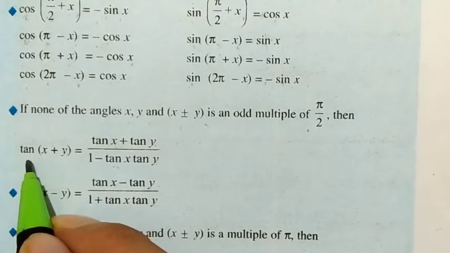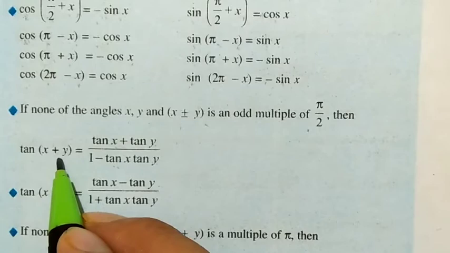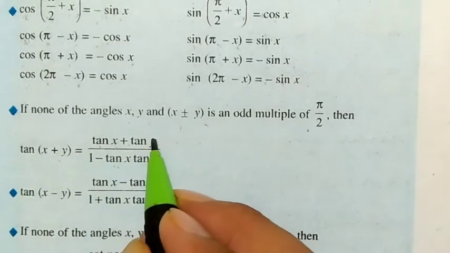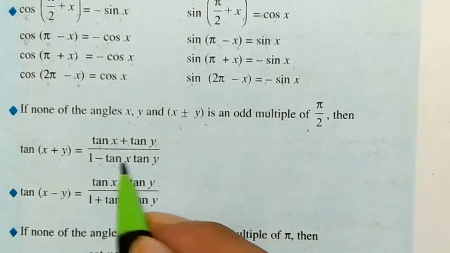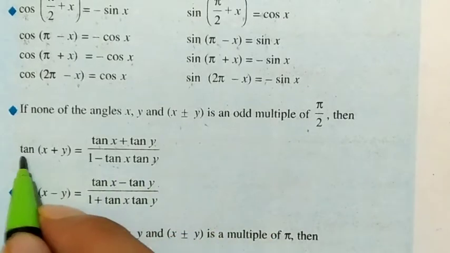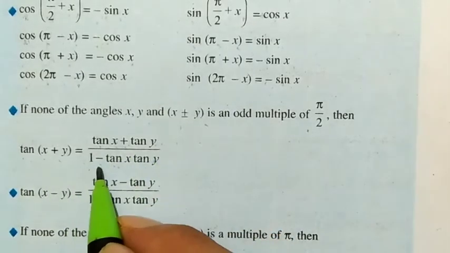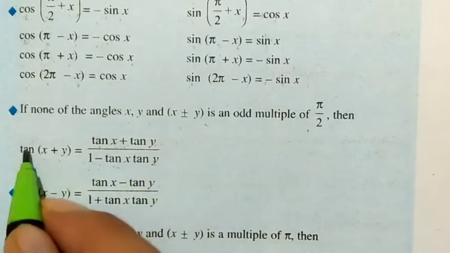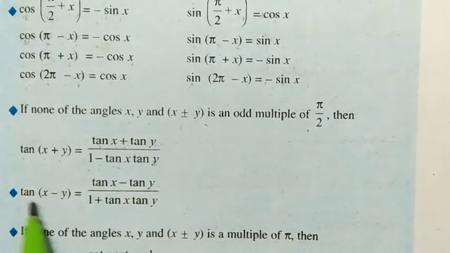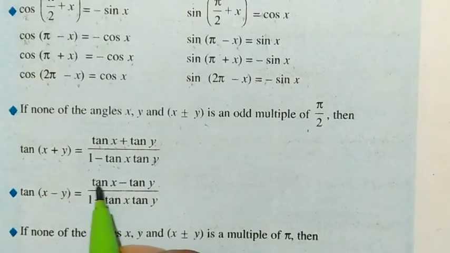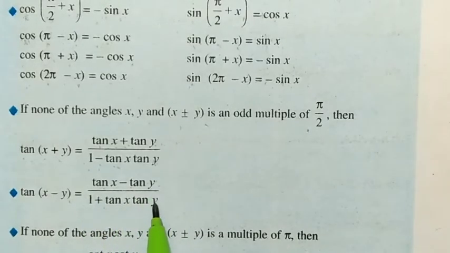Then the formulas are for tan x plus y. Angle formula is tan x plus tan y divided by 1 minus tan x tan y. Okay, tan of x plus y is equal to tan x plus tan y divided by 1 minus tan x tan y. Now tan of x minus y is equal to tan x minus tan y divided by 1 plus tan x tan y.